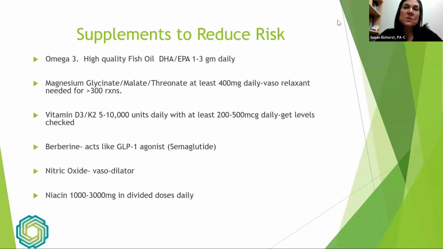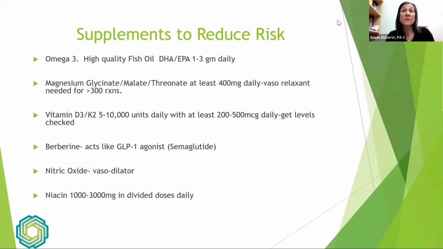And then lastly, let's just talk about a few supplements that could really be beneficial for reducing your risk. You want a good omega-3. You really want a high quality fish oil. This gives you a great DHA, EPA ratio. About 1 to 3 grams daily is preferential.